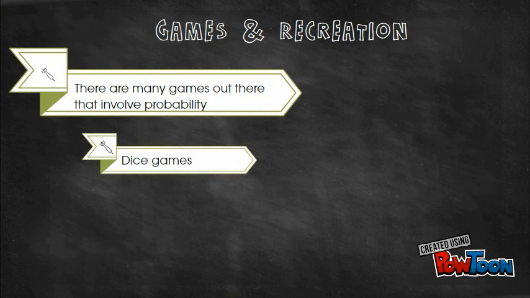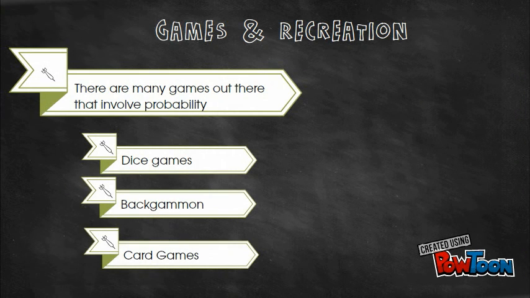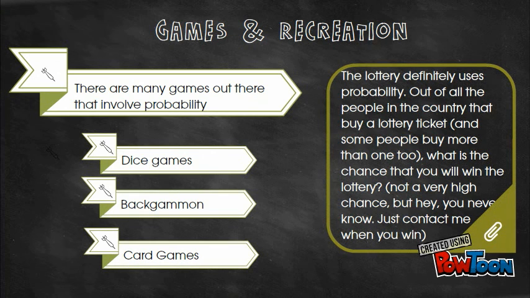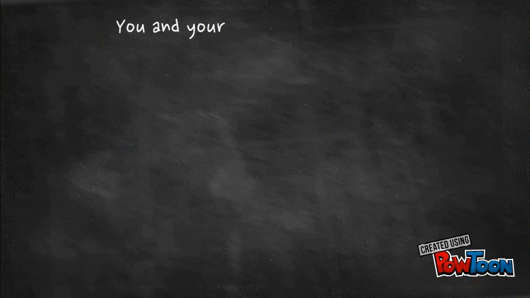Games and recreation definitely use probability, like dice games, backgammon, and card games. The lottery definitely uses probability. Out of all the people in the country that buy a lottery ticket, what is the chance that you will win the lottery? Here's an example problem.